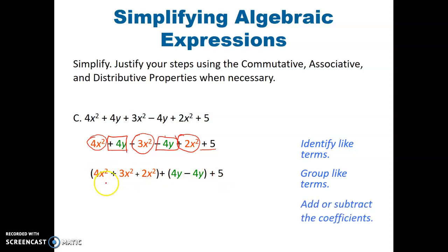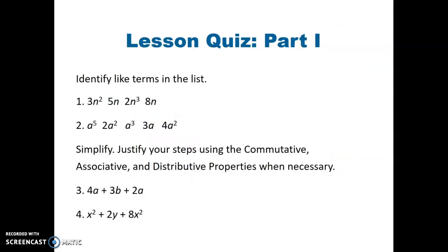So add or subtract the coefficients. 4 plus 3 plus 2 gives me 9x squared. 4y minus 4y is actually going to be 0, so it doesn't need a term. You could put plus 0y, and that's okay, but you don't need it, because when I multiply y by 0, I'm just going to get 0. And then plus 5. We're going to skip the quiz.